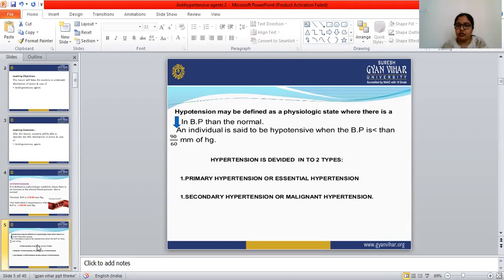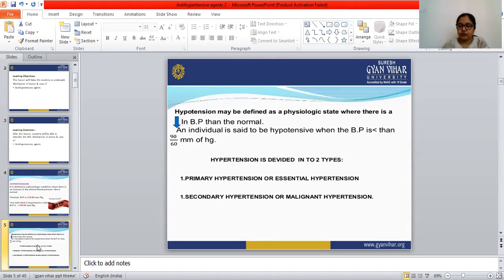Hypertension is divided into two types: primary hypertension, also known as essential hypertension, and secondary hypertension, or malignant hypertension.